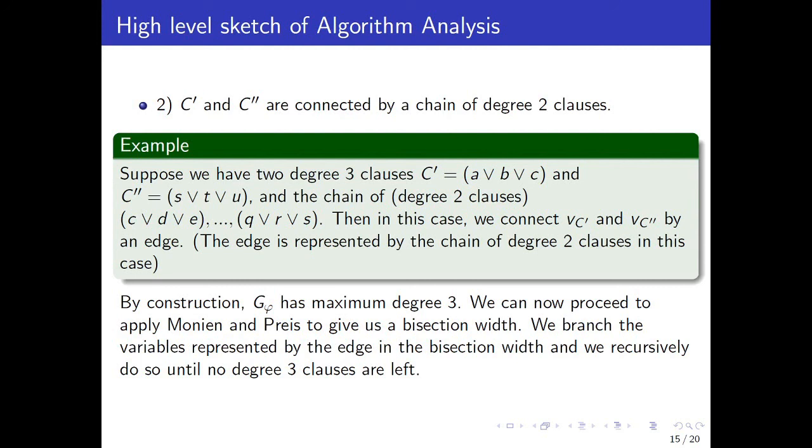And therefore, in this case, the H is represented by the chain of degree 2 clauses. So now by construction, we see that G of E has maximum degree 3. And therefore, we can safely proceed to apply the Monien and Preis result to give us a bisection width. We branch the variables represented by the H in the bisection width, and we recursively do so until no degree 3 clauses are left in the formula.